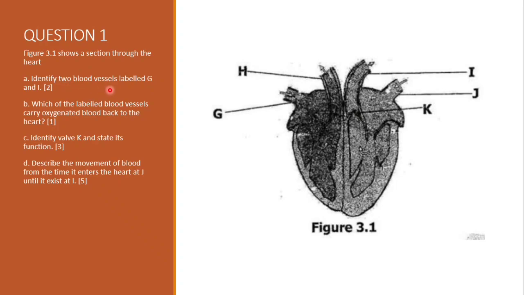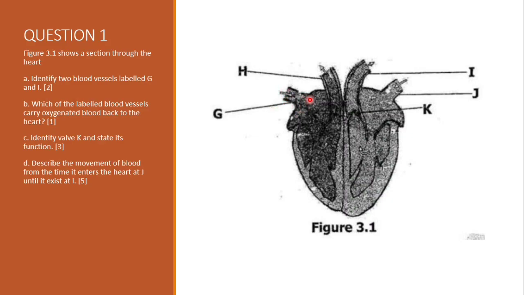Identify the two blood vessels labeled G and I. We've got this blood vessel here and this blood vessel here. What is blood vessel labeled G? Pause the video, try to answer that question, then you can play it. Alright, I'm sure you've done that.